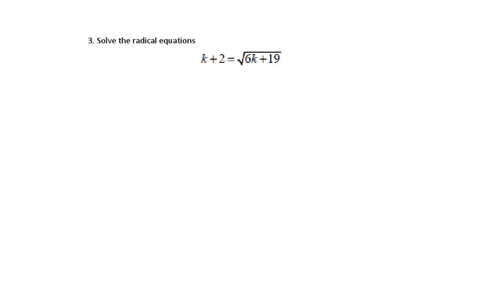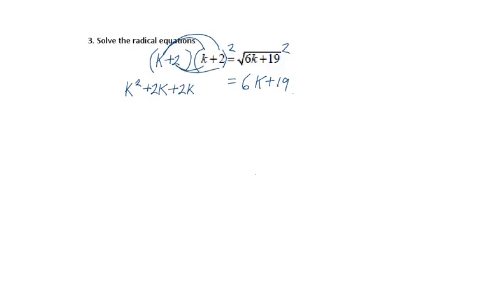Question 3. I'd like to solve, and the way to solve is to raise both sides to a power 2. And what that does is it releases 6k plus 19. Now, unfortunately, with k plus 2 squared, the square means write the problem twice in FOIL. So, k times k is k squared. K times 2 is plus 2k. 2 times k is positive 2k again. And 2 times 2 is 4.